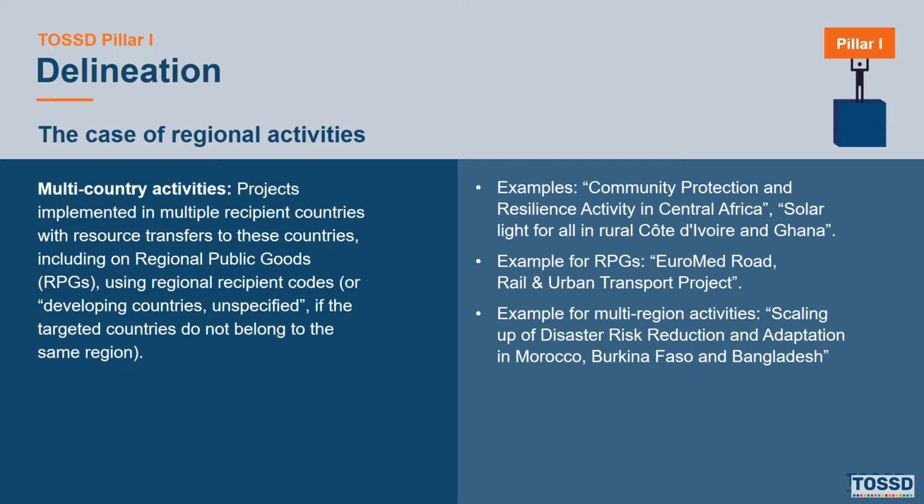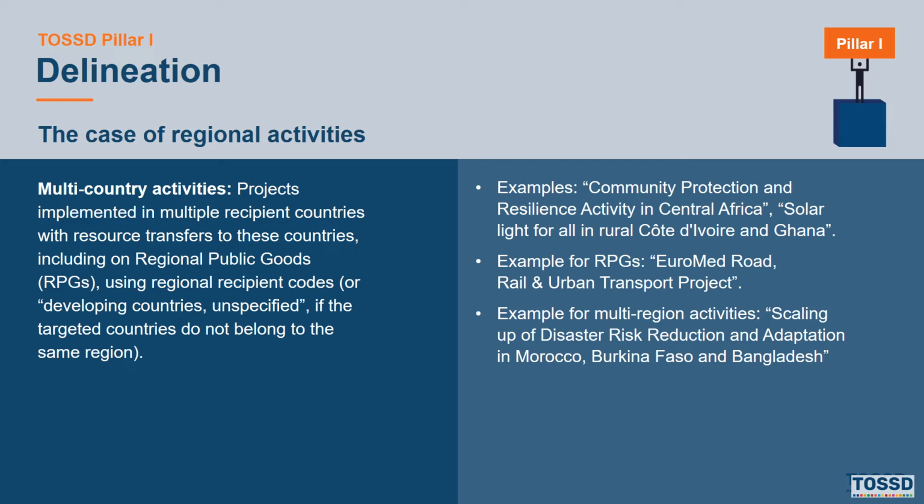Examples of such projects include community protection and resilience activity in Central Africa, or solar light for all in rural Côte d'Ivoire and Ghana. From the title of these activities, it can be assumed that the activities will actually take place in these countries with resource transfers to each of these countries.